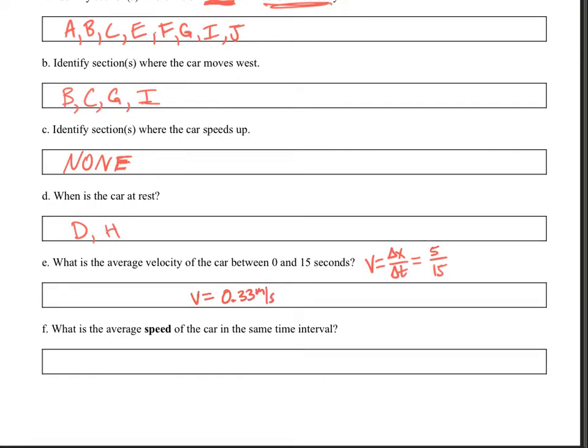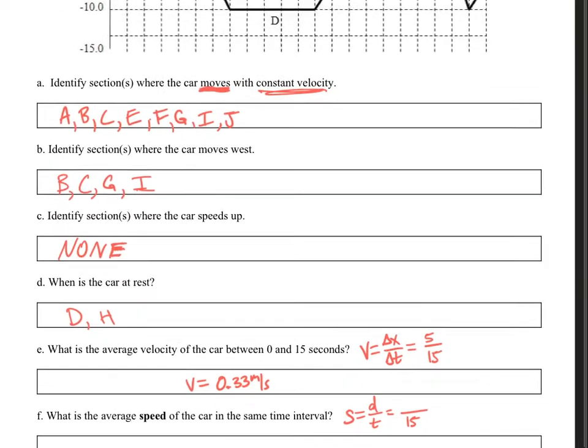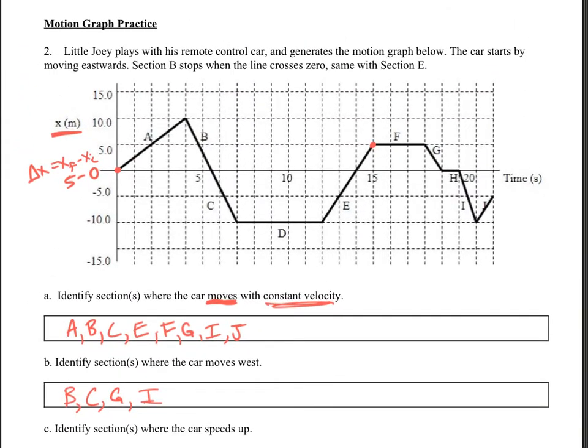meters per second. What is the average speed of the car in the same interval? Well, remember, speed is distance over time. So still 15 seconds, but now I have to find the distance from 0 to 15. That takes into account all these sections and how far they moved. So let's add them up. Section A goes from 0 to 10. That has a distance of 10 meters. Section B goes from 10 to 0, which is also a distance of 10. Displacement would be negative, but if I'm just counting distance, that's 10 meters. Section C, from 0 to negative 10, is still 10 meters.